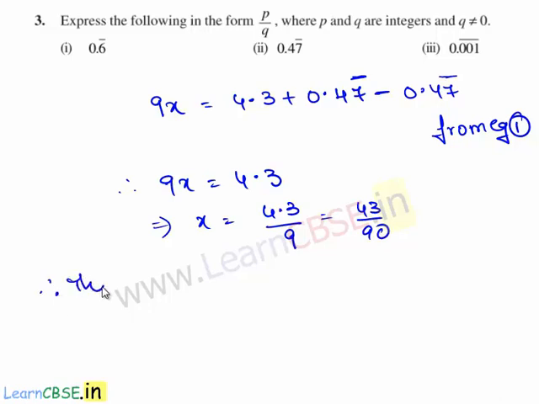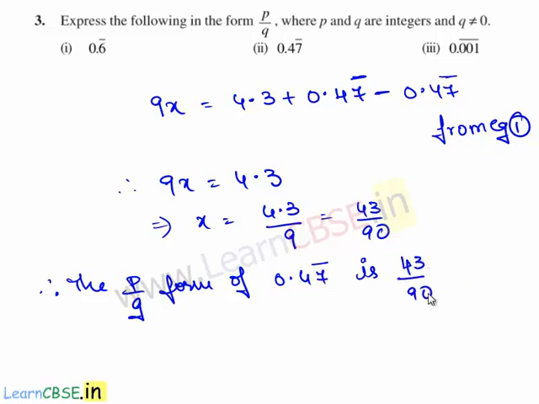Therefore the p by q form of the given decimal expansion 0.47 bar is 43 by 90, where p and q are integers and q is not equal to 0.